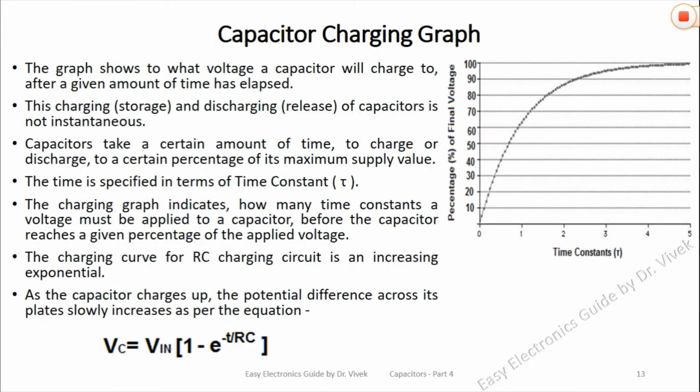The charging and discharging of a capacitor is not instantaneous. Capacitors take a certain amount of time to charge or discharge to a certain percentage of their maximum supply value. This time is specified in terms of time constant. The charging graph indicates how many time constants a voltage must be applied to a capacitor before the capacitor reaches a given percentage of the applied voltage. The charging curve of an RC charging circuit is an increasing exponential. As the capacitor charges up, the potential difference across it slowly increases as per the capacitor charge equation.